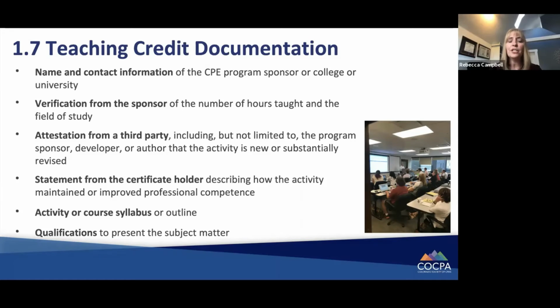You have to have an attestation from a third party, which can be the sponsor, developer, or author, that the activity is new or substantially revised. Let's pretend I teach a class on professional writing. I can't teach that class unless it's been substantially updated, and I think it would be hard to make a case for that. Whereas if I was teaching a tax update course and we have tax changes every year, I can make a case that it was substantially updated. You have to provide a statement on how the activity maintained or improved your professional competence. You have to provide the activity or course syllabus and your qualifications to teach that course.